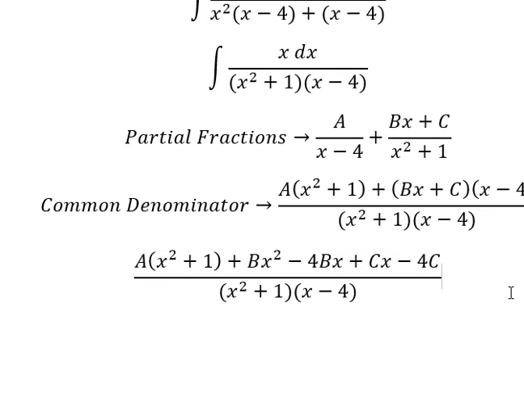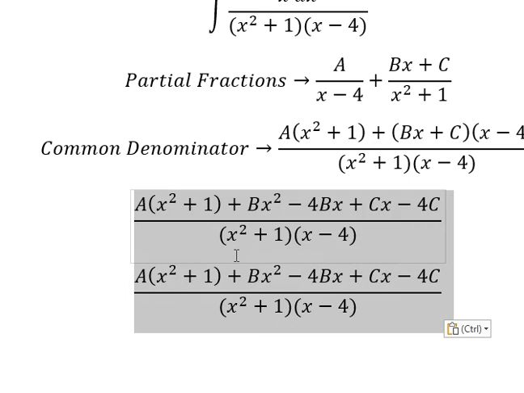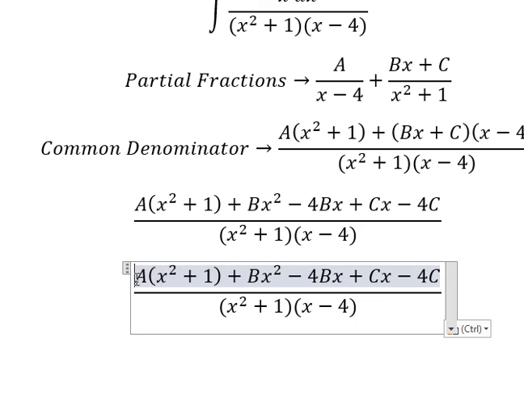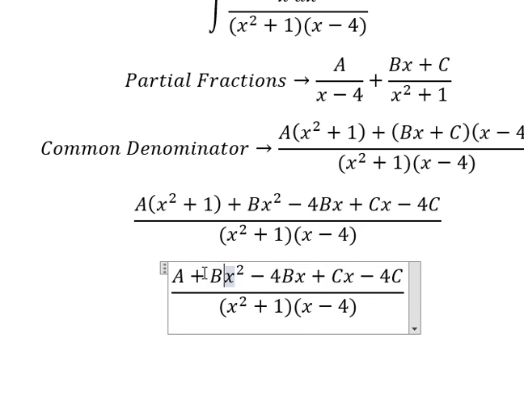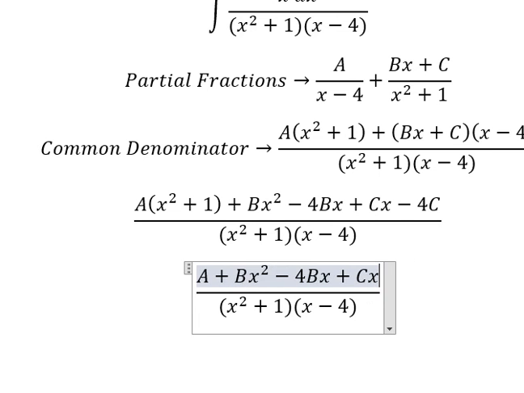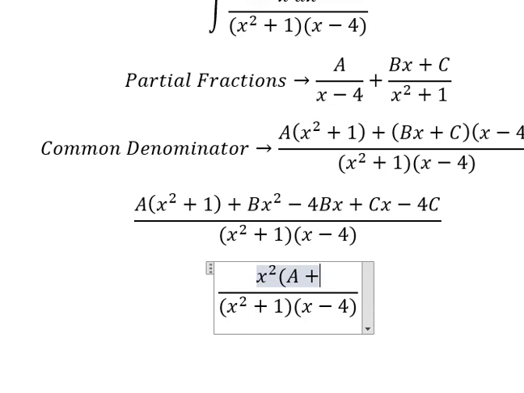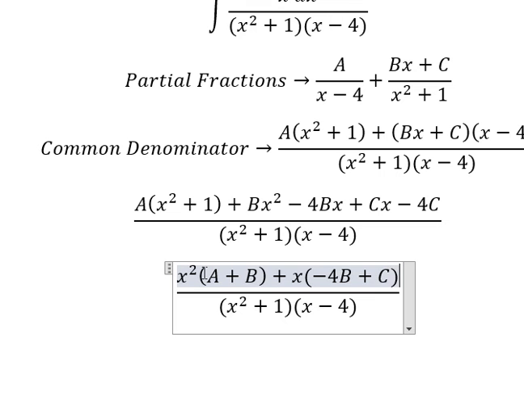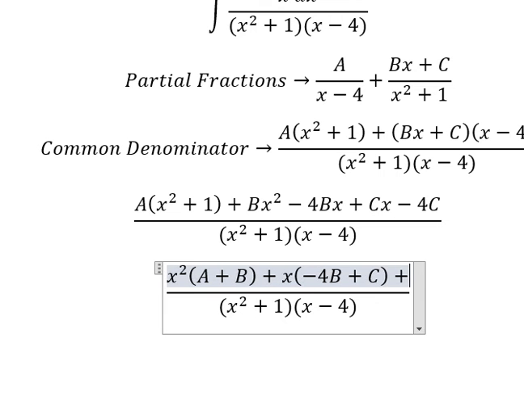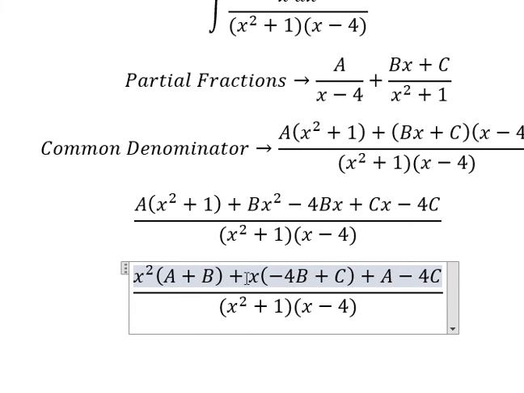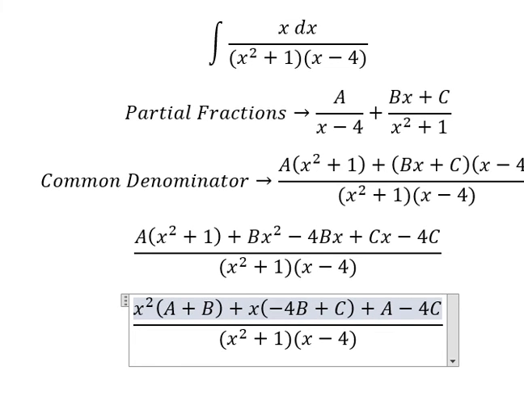Next, we need to arrange based on the terms of s. About s squared, we have A plus B. About s, we have negative 4B plus C. About the numbers, we have A minus 4C. Now we need to compare coefficients.